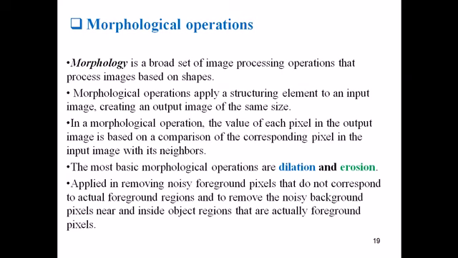Morphological operation. The image obtained from the background subtraction contains noise. If we want to remove that noise, we apply morphological operation. Morphological operation contains two types: dilation and erosion. Morphological operations apply a structuring element to an input image, creating an output image of the same size. They are applied in removing noisy foreground pixels that do not correspond to actual foreground regions, and to remove noisy background pixels near and inside the object regions that are actually foreground pixels.